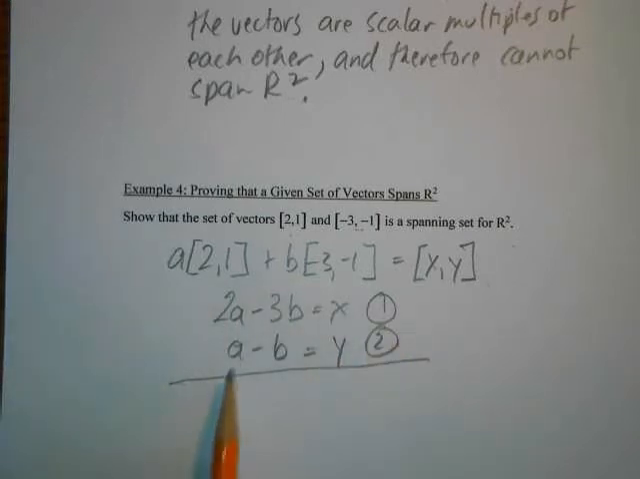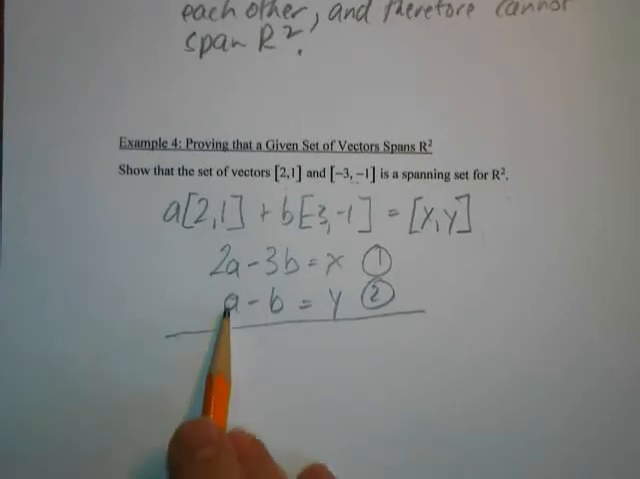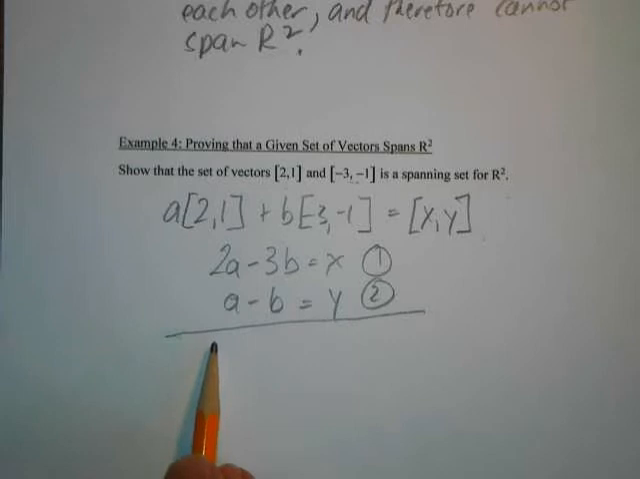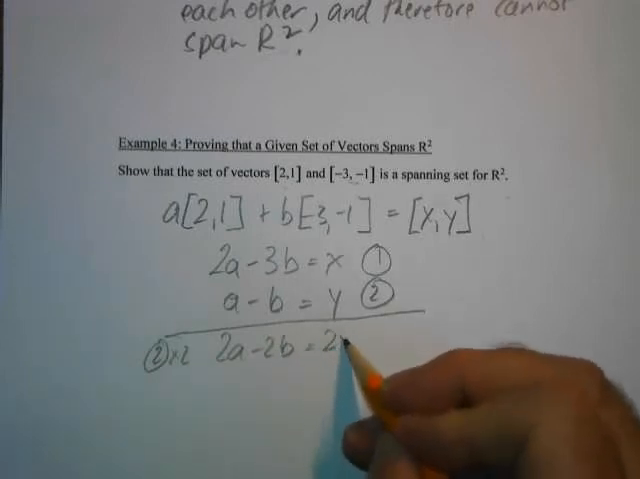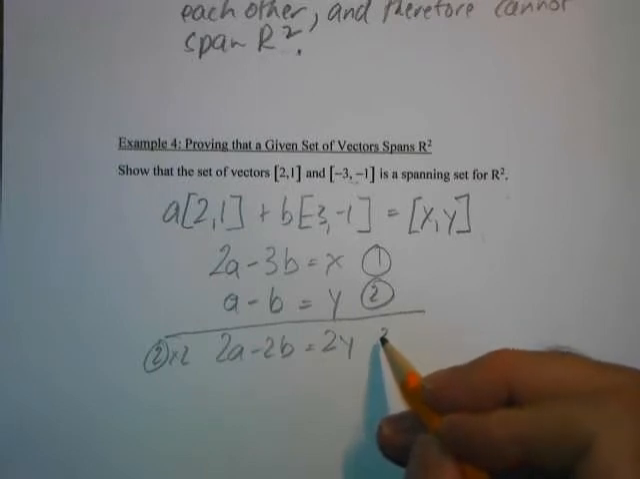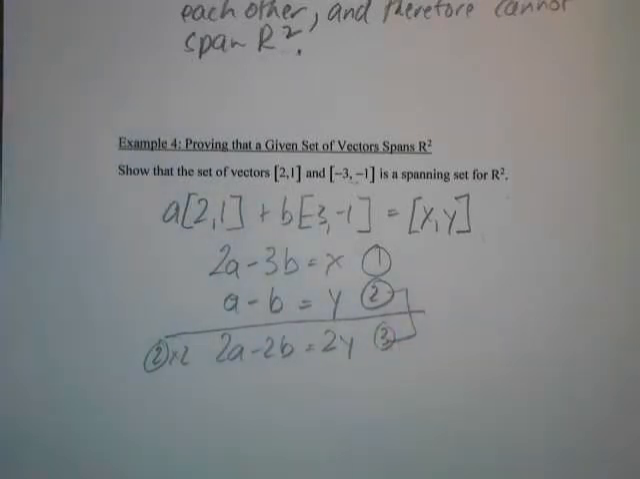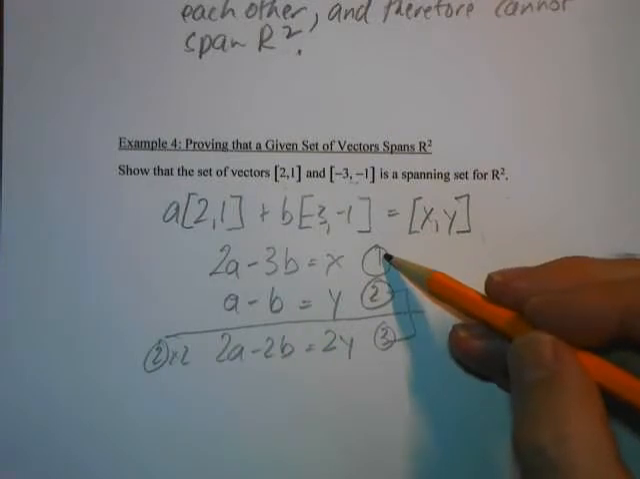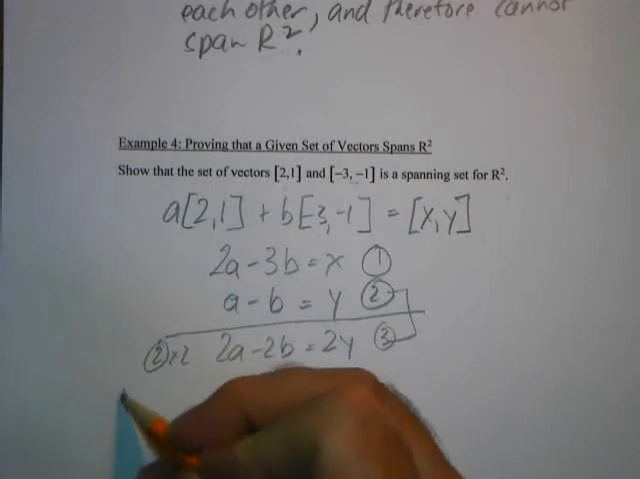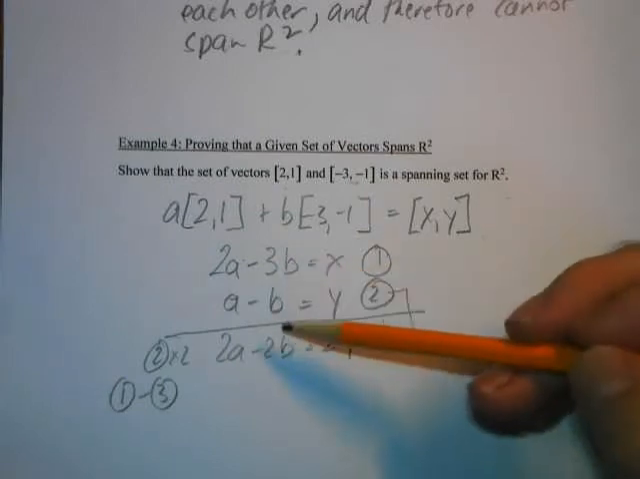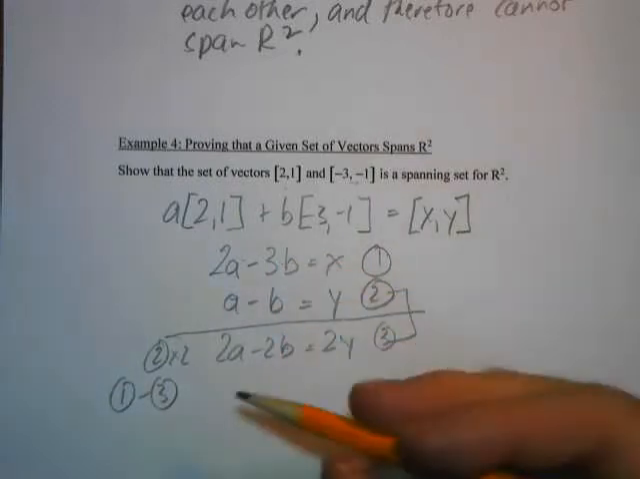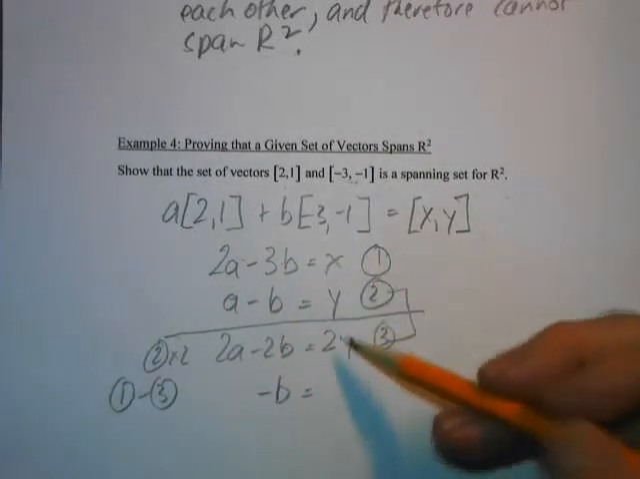So I still want to isolate one of the variables, and it looks like if I just multiply the second equation by 2, then I can cancel the a's. So equation 2 times 2 gives me 2a minus 2b equals 2y. So that's really our third equation. It comes from 2. And now I'm going to take equation 1 and subtract equation 3. So 1 minus 3. If I look down here, 2a minus 2a, nothing, just like we planned. Negative 3b minus negative 2b, which is negative 3b plus 2b, so that would be negative b, and then x minus 2y on the right side.